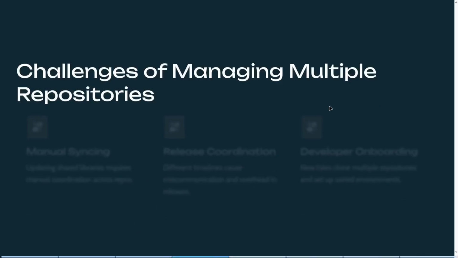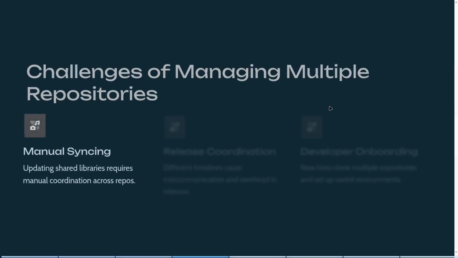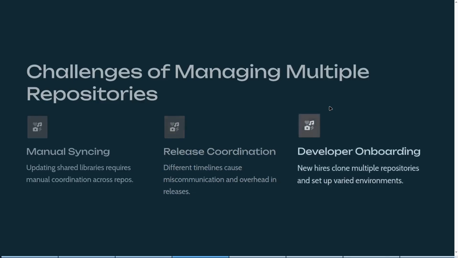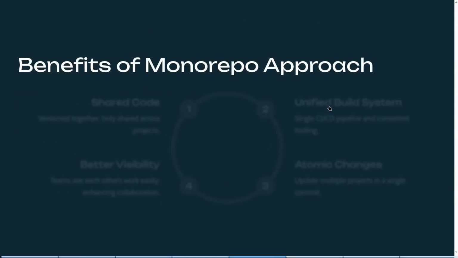So here's what happens when you manage code across multiple repositories. When you update a shared library, you need to sync it across other projects. When you're coordinating releases, you need to align your different timelines with each other. And if you're onboarding a new developer, you'll have to give them access to multiple repos and set up separate environments for them. Some of these challenges you can solve with a monorepo.